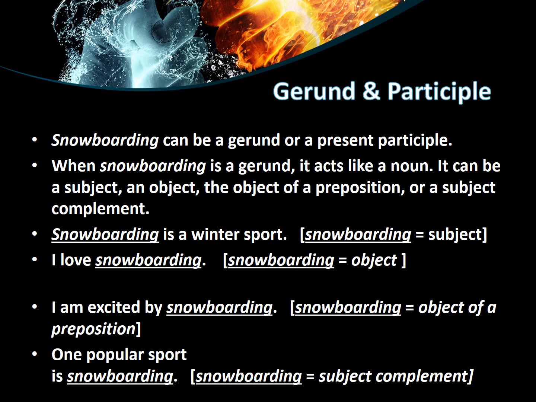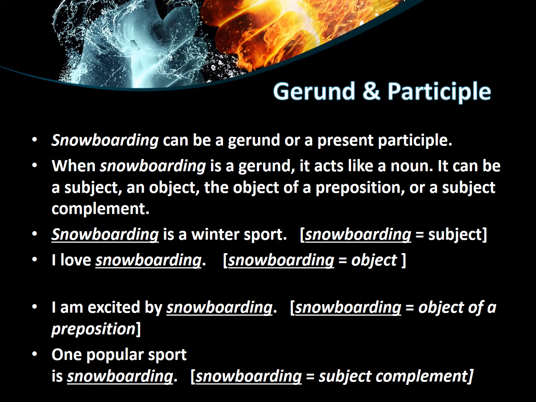Now see the first case: snowboarding is a winter sport. Here snowboarding is coming in the place of the subject. Or I love snowboarding. So snowboarding is the sport, I love it, so it comes in the place of the object. Or in the third example, I'm excited by snowboarding. Here snowboarding comes after by, so it is an object of a preposition, because by is a preposition.